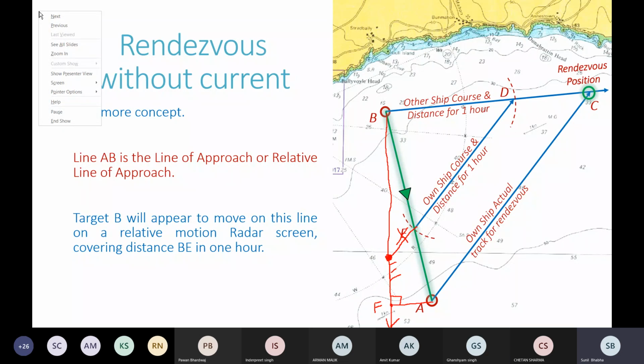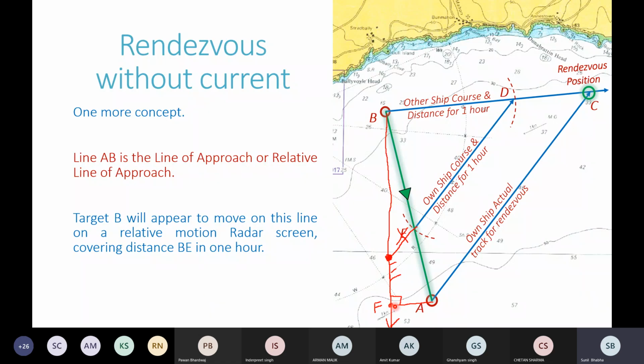Yes sir. Very good. So this point F is the point where both the ships will be closest to each other. If you measure this distance Alpha to Foxtrot, AF, it will give you the CPA.